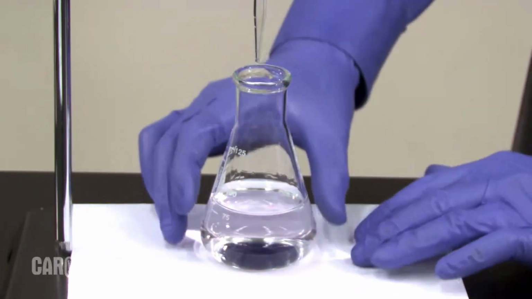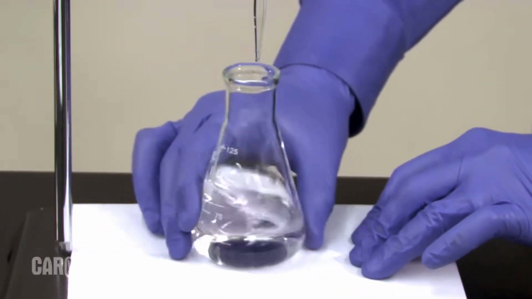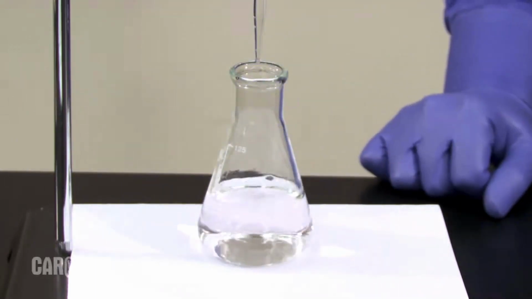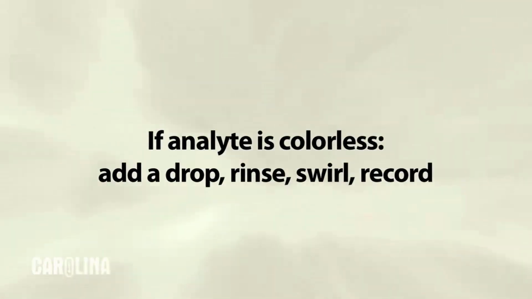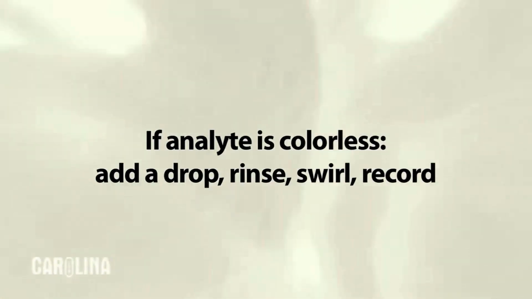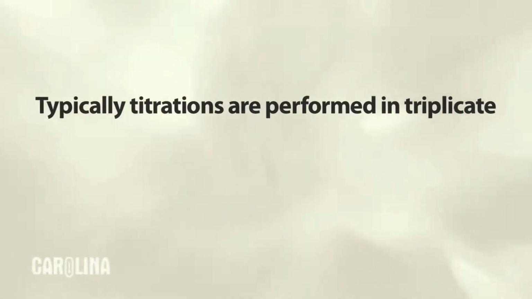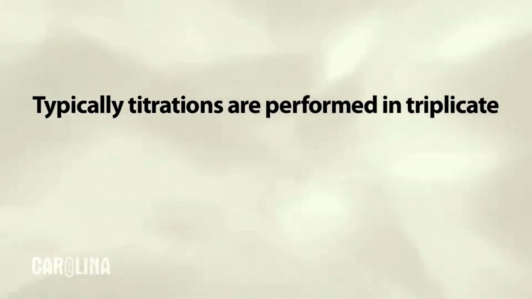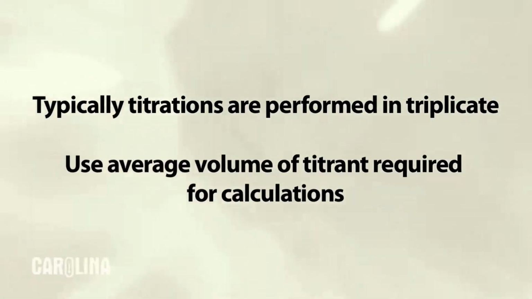If the analyte remains faintly colored, then you have reached the endpoint. If the analyte is still colorless, then repeat these steps. Add a drop, rinse, swirl, and record until a faint color persists. Typically, titrations are performed in triplicate. Use the average volume of the titrant required to reach the endpoint for any calculations.